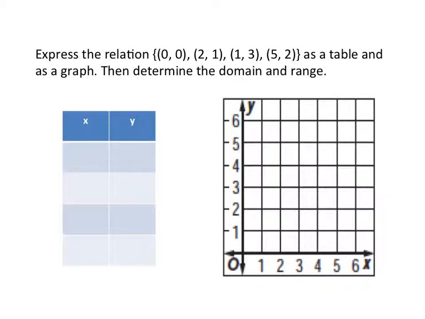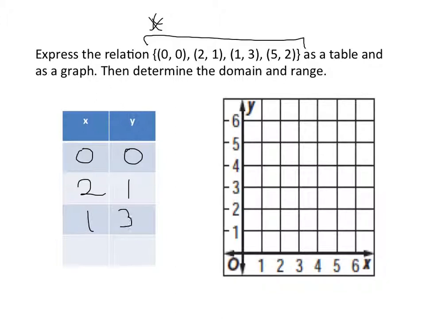Now on this slide, it states that we should express the relation, and this is the relation. It's a set of ordered pairs right here as a table and as a graph. Then determine the domain and range. The first thing I want to do is make that table. So I'm just going to translate my set of ordered pairs into a table by writing the first ordered pair, 0, and then the y is 0. And then I continue to the next ordered pair, 2, 1, 1, and 3. And the last one, 5 and 2.